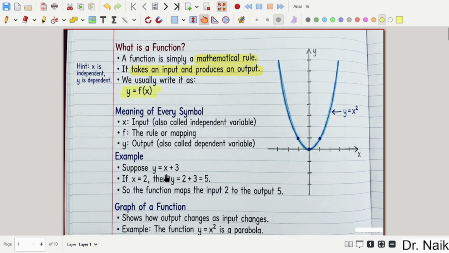Suppose x is 2, then y is 2 plus 3, which is equal to 5. So the function maps the input 2 to the output 5. In a graph, it shows how the output changes as the input changes. For example, if the function is y is equal to x square, it is a parabola. So this indicates how the output changes as the input changes.